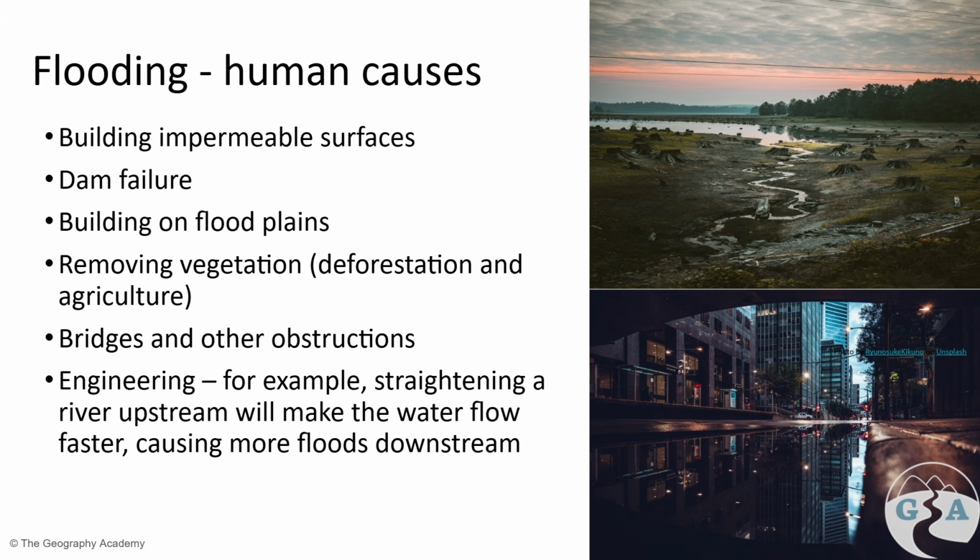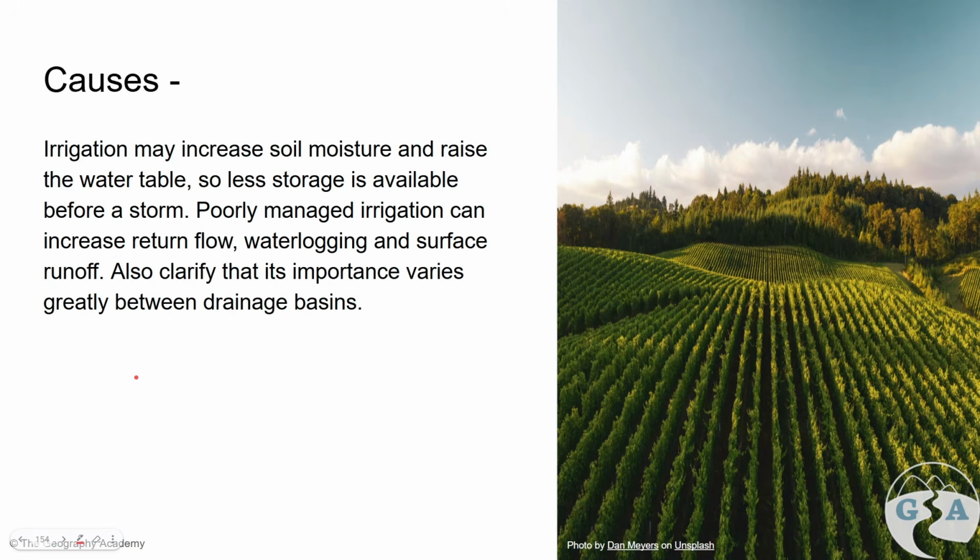But you're also missing out on something, because not only is the lack of interception due to deforestation going to cause that, it's also going to reduce the amount of water in the vegetation store and reduce the amount of evapotranspiration in total. Bridges and other obstacles then block the waterways and cause more flooding. And engineering, believe it or not: if you prevent floods in some areas, you might be causing them further downstream. So let's take a look at a few of those ideas.